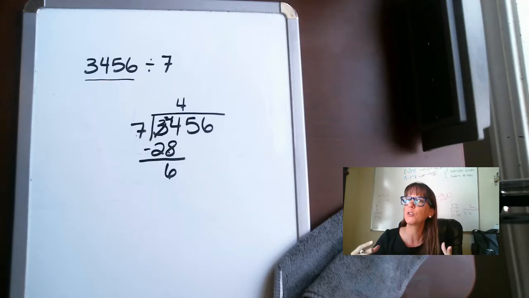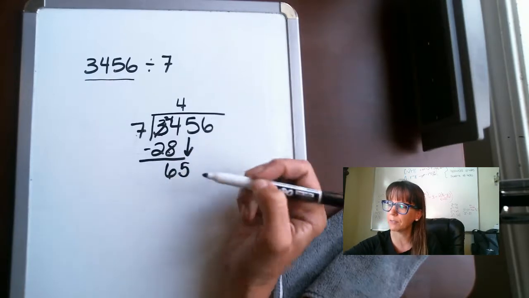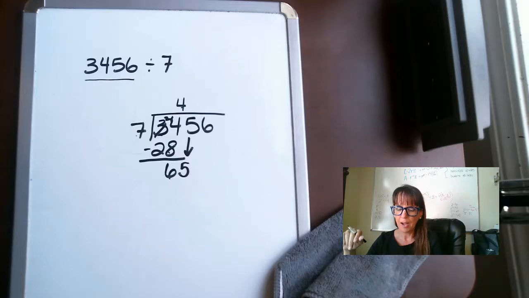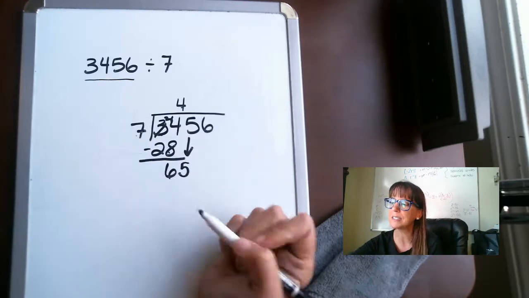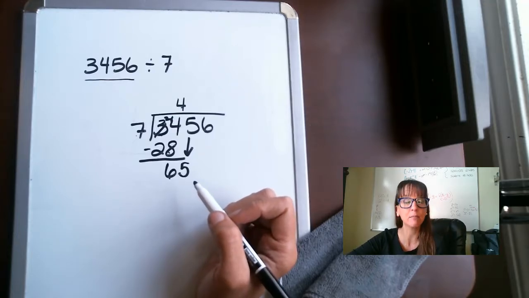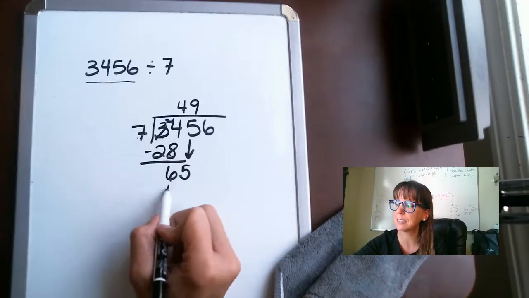But I just like to talk through what I'm doing mentally so that you can pick up on that. All right, now every time we subtract, we bring down the next number, it happens to be a 5 in this case. Good, so how many times does 7 go into 65 without going over? Well, we know 7 times 10 is 70, right? So it's probably gonna be 9 times. 9 times 7 is 63.